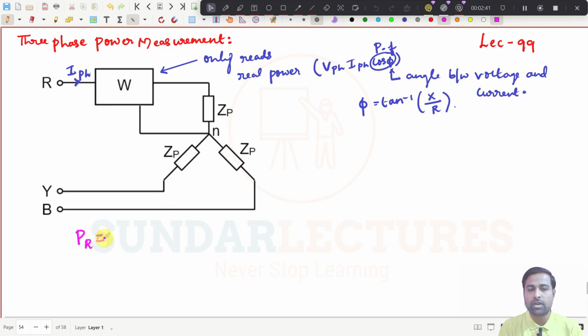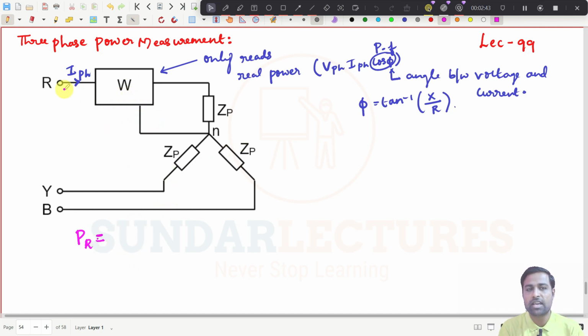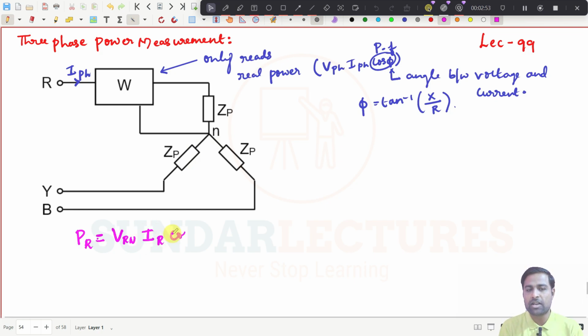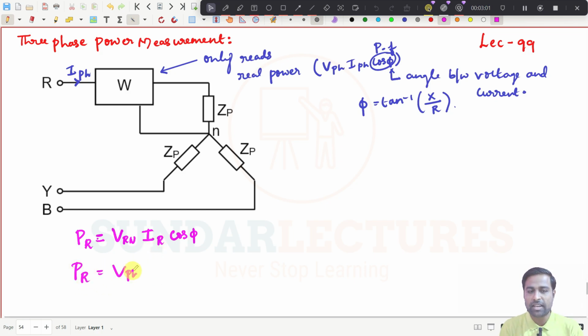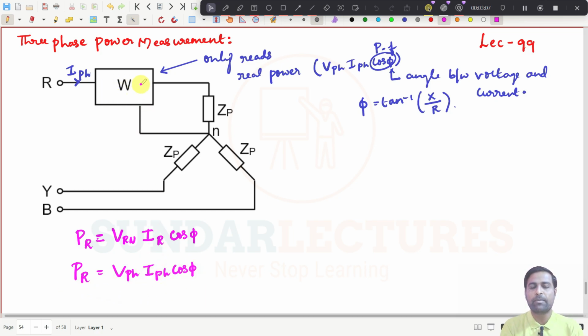What is the voltage here? It is VRN, right? VR and then N. And then what is the current here? It is IR and cos phi, simply. And what are VRN and IR? They are phase values, right? So PR is equal to, I can generally write it as V phase into I phase into cos phi. So this is the power measured by this wattmeter.